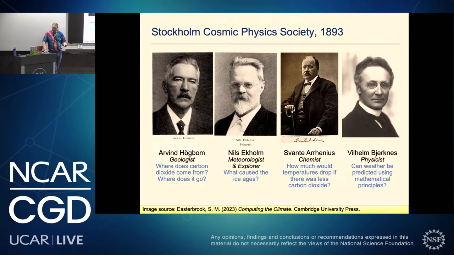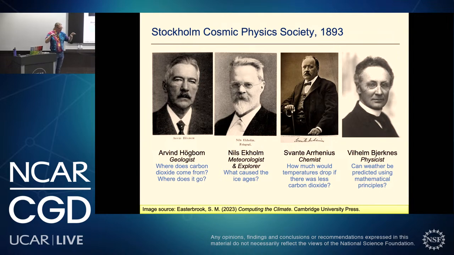And the answer is, the greenhouse effect is actually reasonably well understood at this time, end of the 19th century. The original ideas about the energy balance of the planet had been worked out by Joseph Fourier at the beginning of the 19th century.